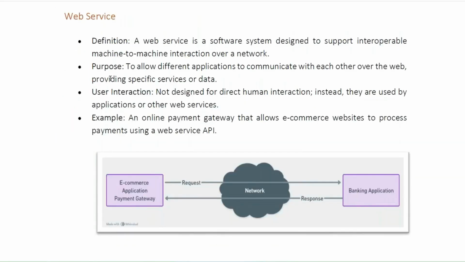So let's try to understand what is web service. A web service is a software system designed to support interoperable machine to machine interaction over a network. The purpose is to allow different applications to communicate with each other over the web or a network to provide the specific services or data.